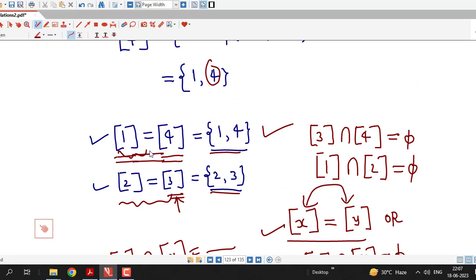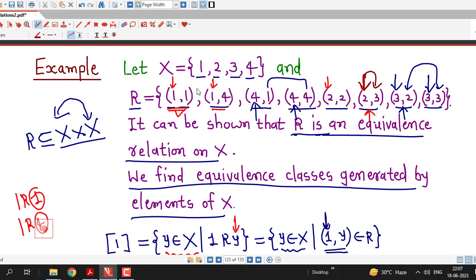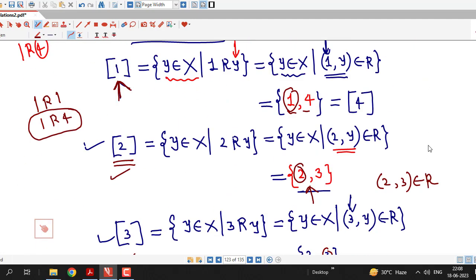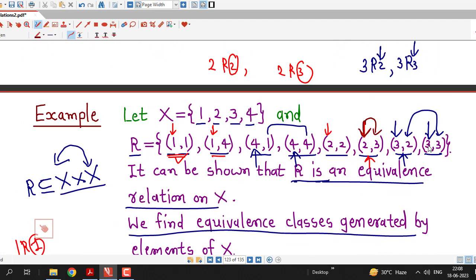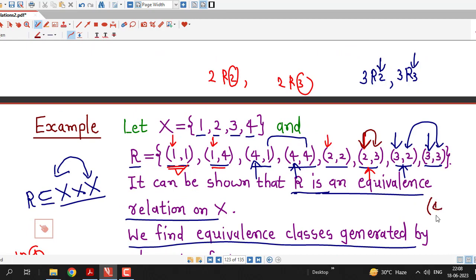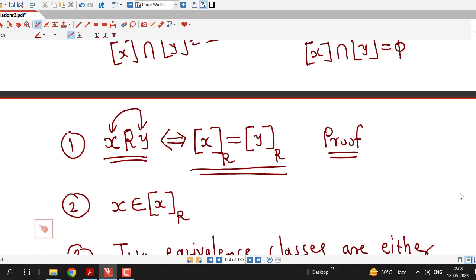Here the equivalence classes generated by 1 and 2 are different, and we can see that the ordered pair (1, 2) is not present in our relation. You can see the ordered pair (1, 2) is not present. Similarly, the ordered pair (4, 3) is also not present. 3 and 4 are not related. Therefore, the equivalence classes generated by 3 and 4 are disjoint. So this is all about equivalence classes.